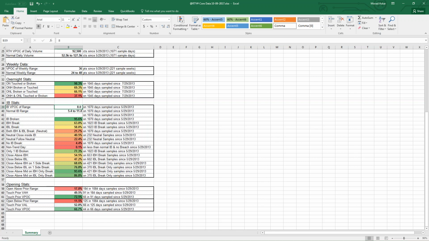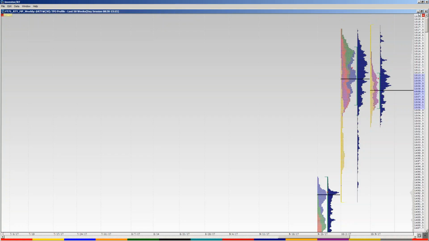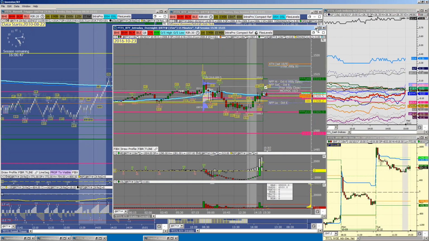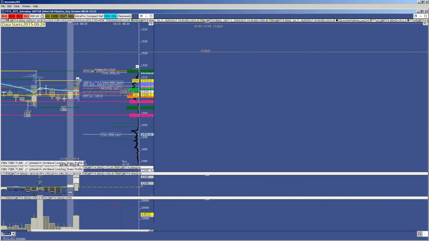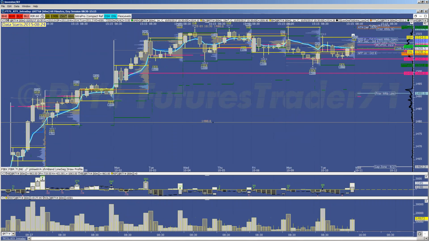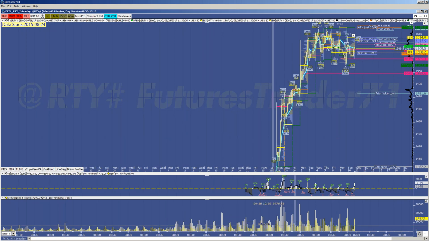So if we look at any product and we look at its volume, you'll find that the first hour of the day has the highest volume, then it drops. Highest volume, then it drops. This morning, highest volume.